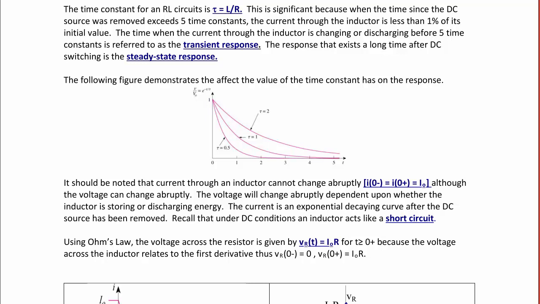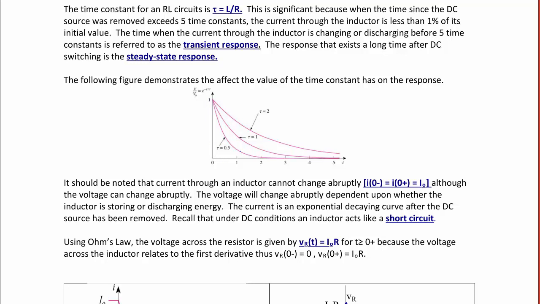This is significant because when the time since the DC source was removed exceeds 5 time constants, the current through the inductor is essentially less than 1% of its initial value. The time when the current through the inductor is changing or discharging before 5 time constants is referred to as the transient response or changing response, and the response that exists a long time after DC switching is the steady state response. The following figure demonstrates the effect of having a time constant on the response. Notice that the smaller the time constant, the quicker the curve arrives at the final answer, as shown here for tau equals 0.5.